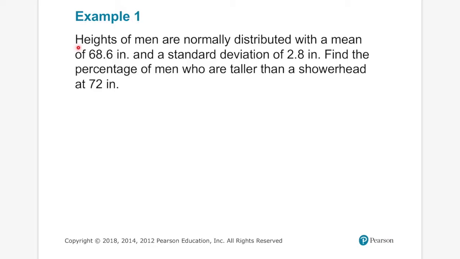Example 1. Heights of men are normally distributed with a mean of 68.6 inches and a standard deviation of 2.8 inches. Find the percentage of men who are taller than a shower head at 72 inches. I have a graph of a normal distribution. Everything on the horizontal scale represents the x value, which are the heights of men.